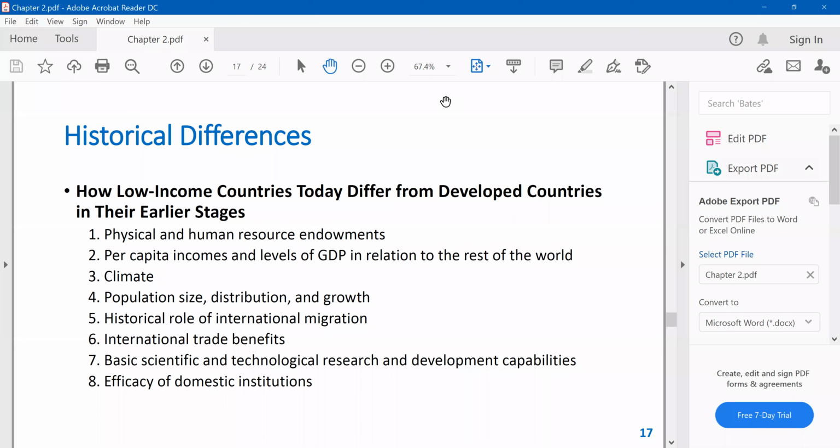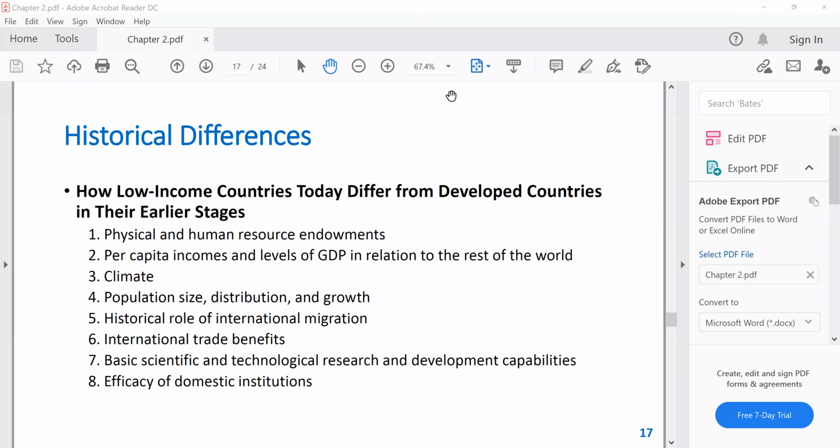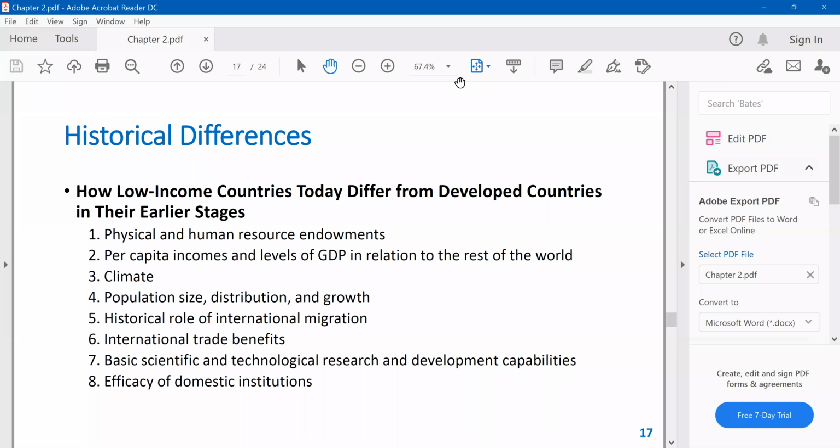Per capita incomes and levels of GDP in relation to the rest of the world. So in the earlier stages, when the British economy became the factory of the world, the relative GDP share of then developing countries, of course, differed from what we observe today for low-income economies. That also depends on how much you produce and what you produce, right?